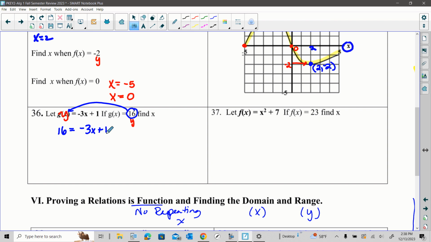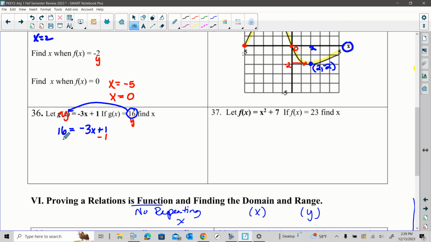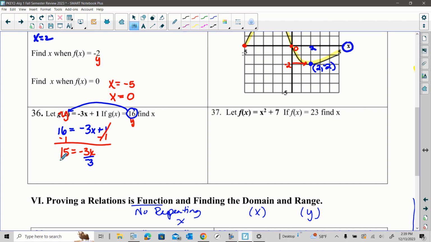And now we're just solving the equation. So we're solving for x, so we have to isolate this x term by doing the inverse, so minus 1, minus 1. We end up getting 15 equals negative 3x. Then if we just divide that by the coefficient, the number in front of x, which is negative 3, we get the x value, I'm just going to come over here to the side, equals negative 5.